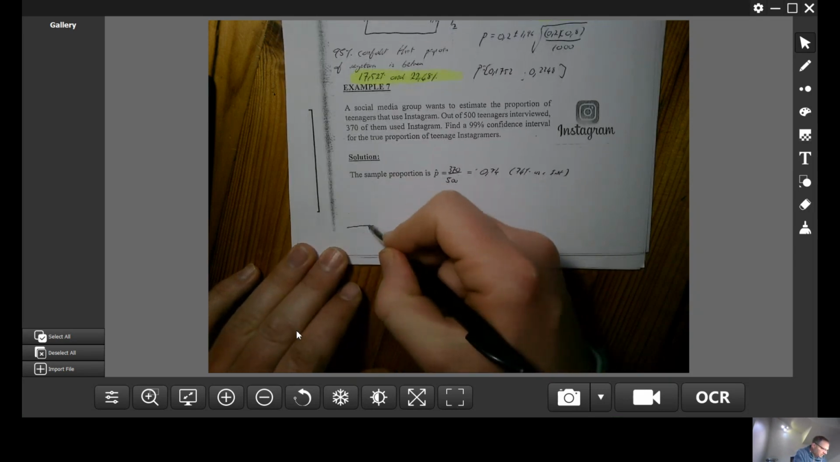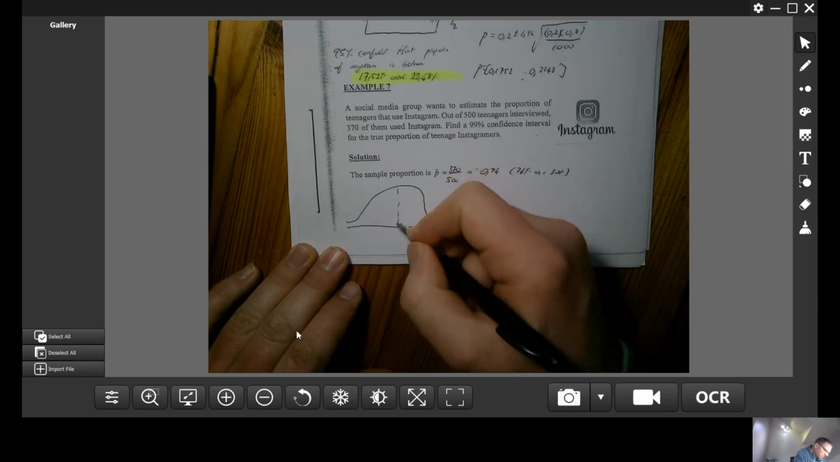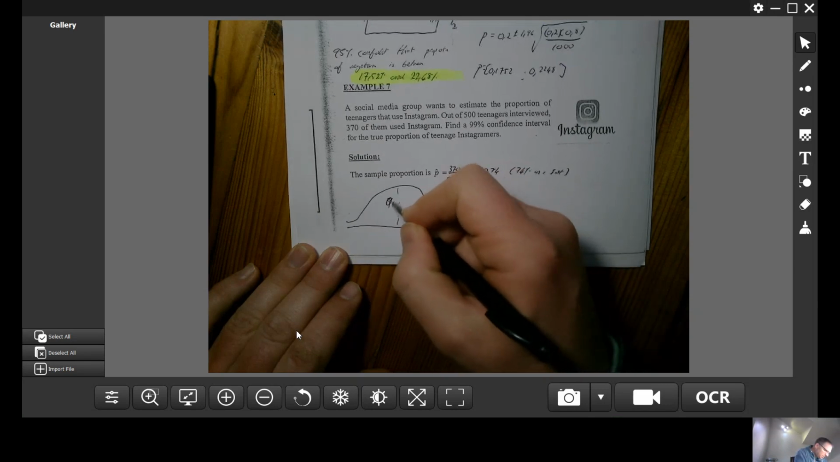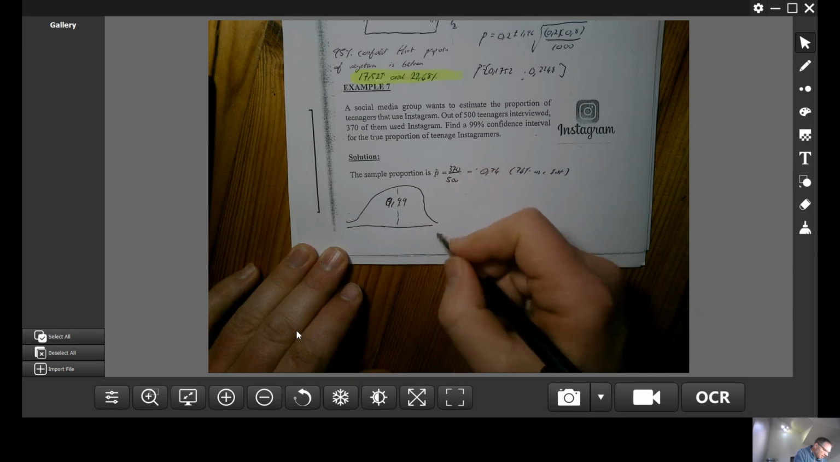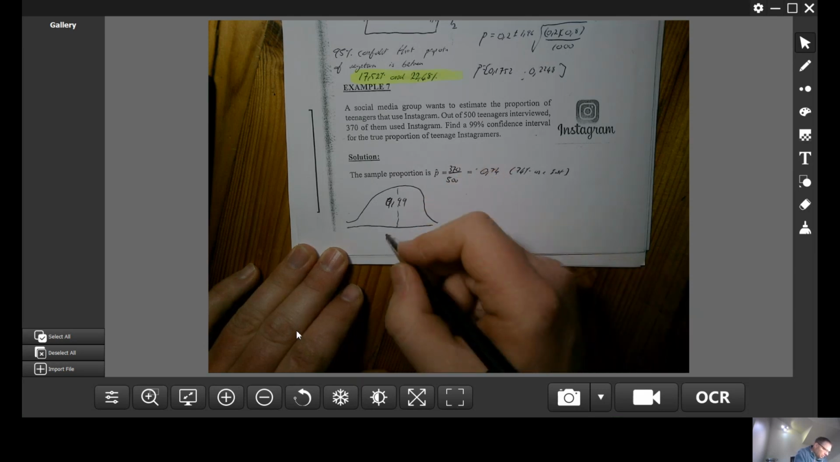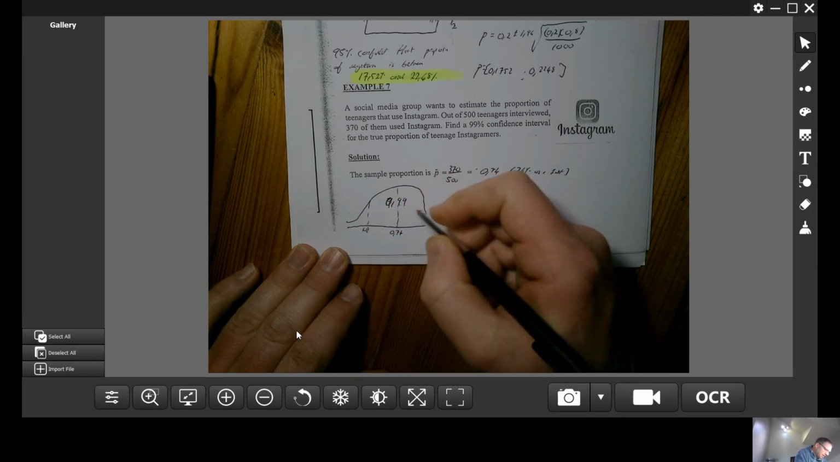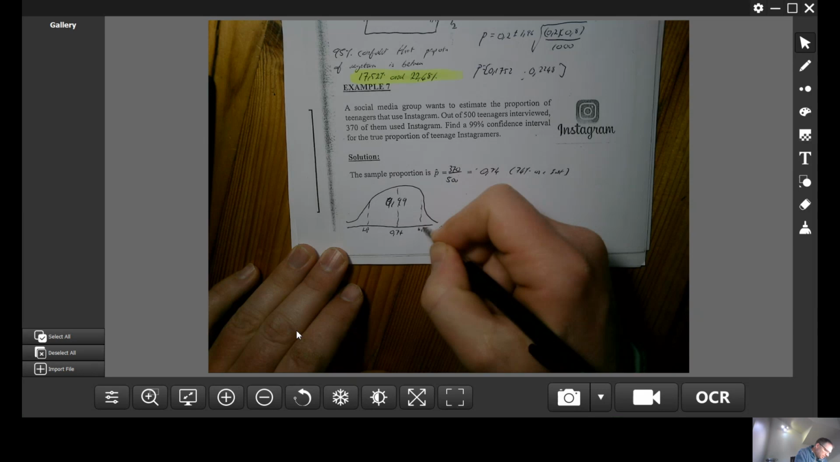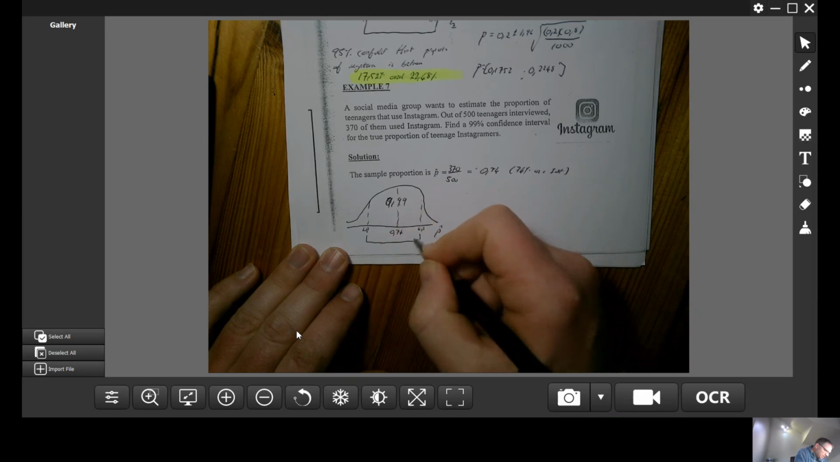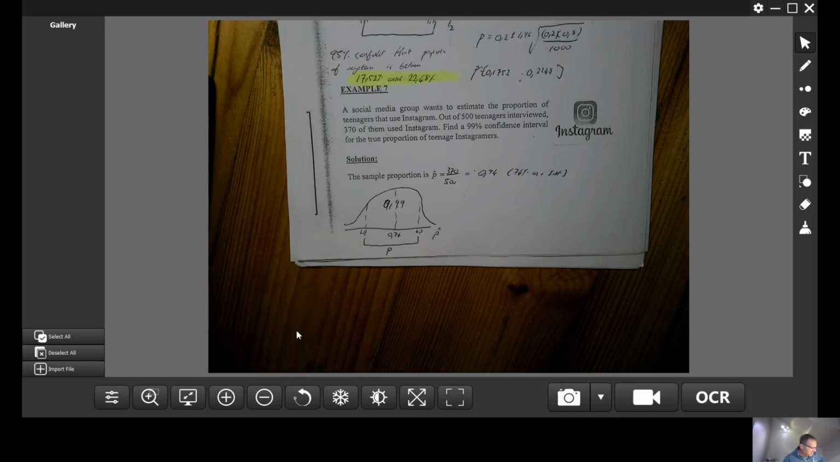So for a 99% confidence interval, what have we got? That whole region must be 99%, which is 0.99. Our p hat value, which is in the middle, is 0.74. Based on that, we want to find a lower boundary and an upper boundary, and within that, we can be 99% confident we can find the actual proportion of teenagers who use Instagram.